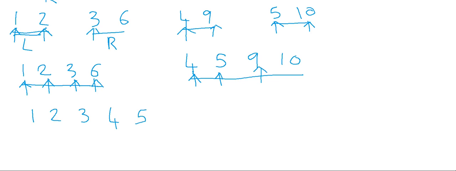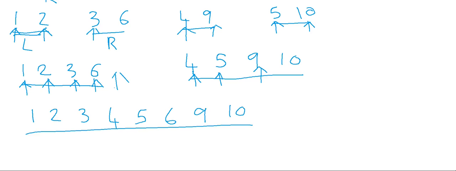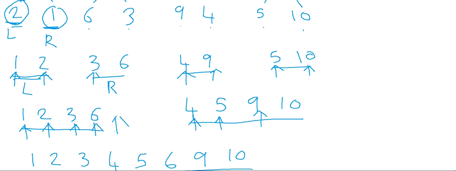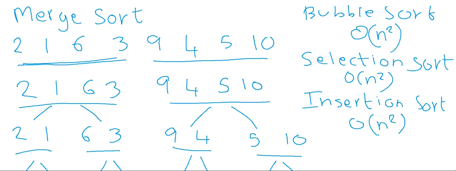I'll increment this. Now I'm comparing 6 and 9, so I'll add 6 to the list. Now I'm done with this list. There's no more elements here, so I'll just add the remaining elements, which is 9 and 10, and that's how I got the sorted list. Now what is the time complexity of this algorithm?